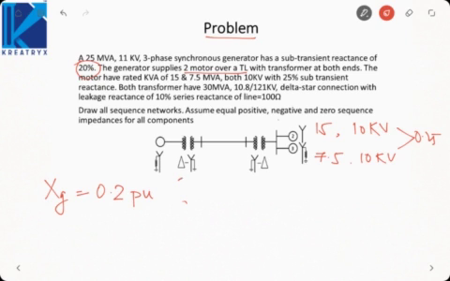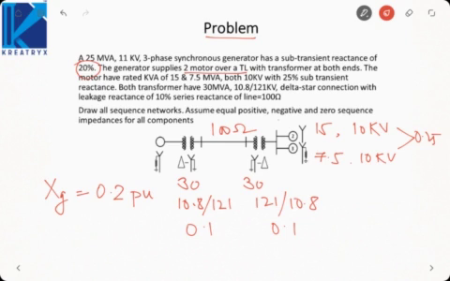Both transformers have 30 MVA. Okay. 10.8 by 121. So this must be 121 by 10.8. Delta star with leakage reactance 10%. So 0.1 pu, 0.1 pu. Series reactance of line is 100 ohm. Now we have to draw all the sequence networks assuming equal positive, negative and zero sequence impedances of components. Okay.